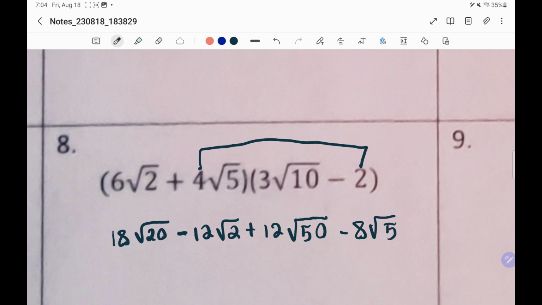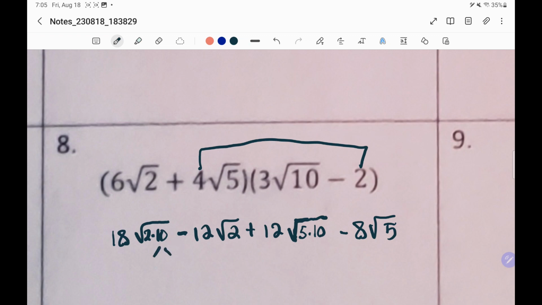Now you're going to notice something. I should not have done something that I did in this one that I keep telling you guys not to do. I'm going to go ahead and change a couple things. That should not be 20. That should be 2 times 10. And this one should not be 50. It should be 5 times, you guessed it, 10. 5 times 10. Okay, pretty straightforward now.